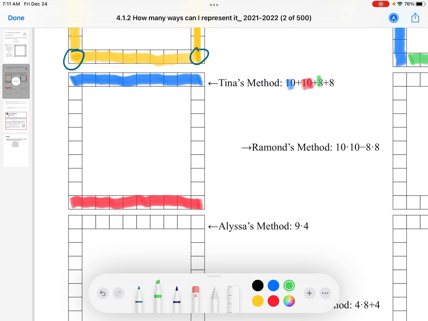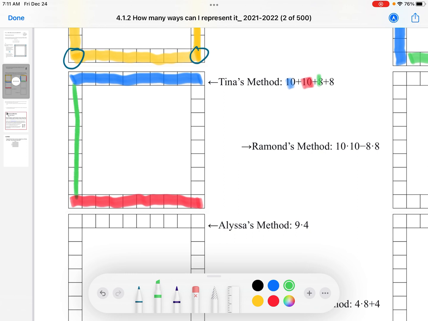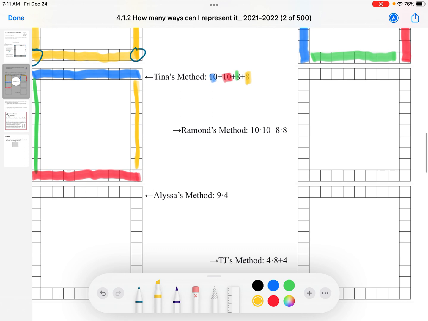Now let's do an 8. It looks like an 8 here. And let's do that. That 8 is going to be an 8 here. There we go. All right, let's go to Raymond.